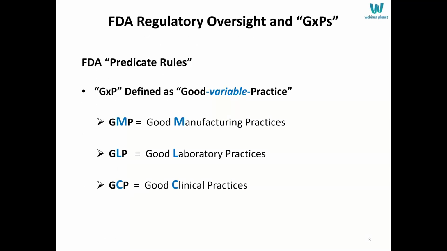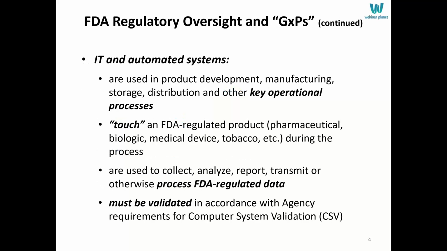So everything is based on predicate rules from FDA, the GXPs, where X is a variable. So if you have operational areas that are manufacturing, laboratory, or clinical, these are areas regulated by FDA and they are GXP areas. Any IT or automated system, an IT system being an application software package a user interacts with, or an automated system used to monitor or control a piece of equipment, an instrument, or a process. Any of these used in one of these key operational areas that touches your product, meaning you're using the system to collect, analyze, report, transmit, or in any way process FDA-regulated data, then the system is GXP and must be validated according to the agency requirements.